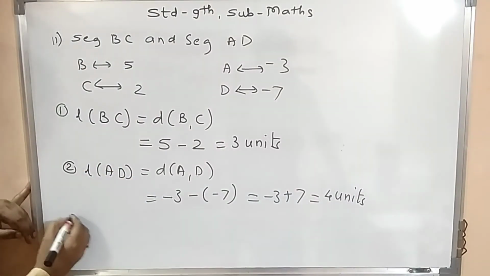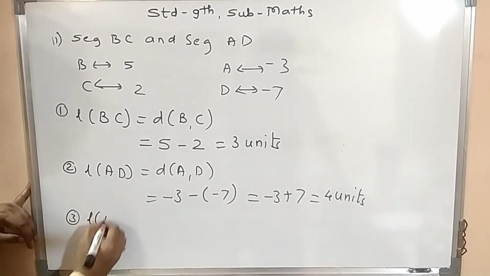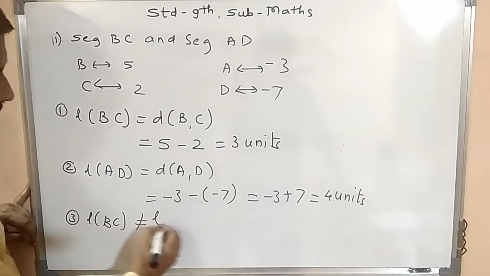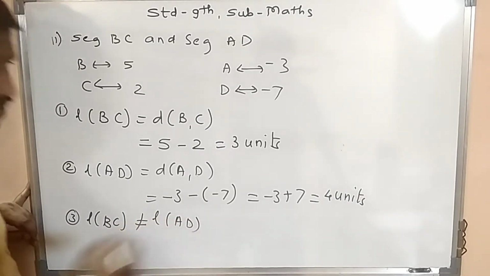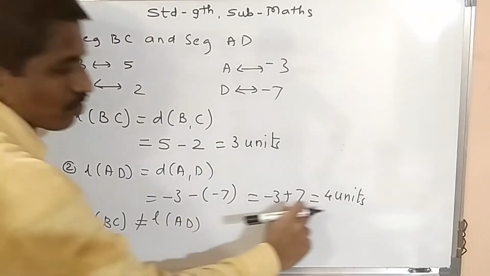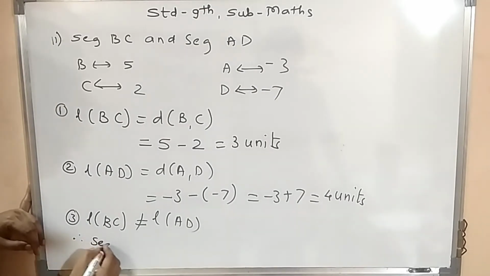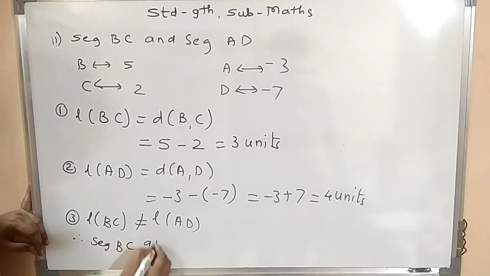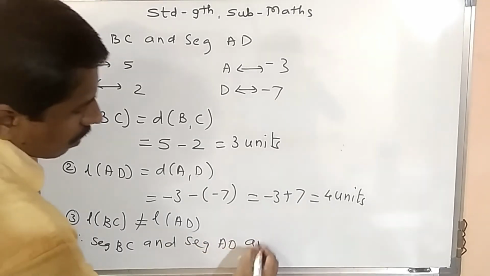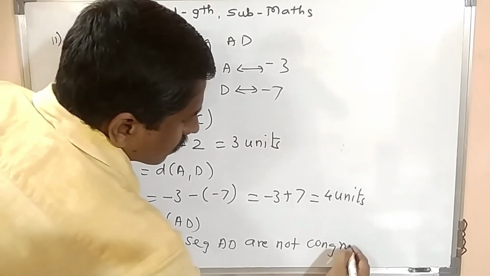So from 1 and 2, what did I get? Length BC is not equal to length AD. Why? Because length BC is 2 units, length AD is 4 units, they are not equal, and therefore segment BC and segment AD are not congruent segments.